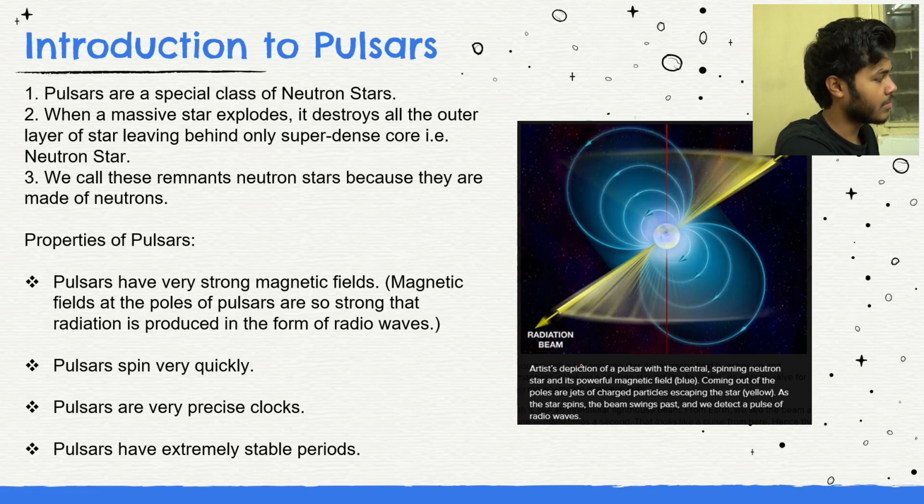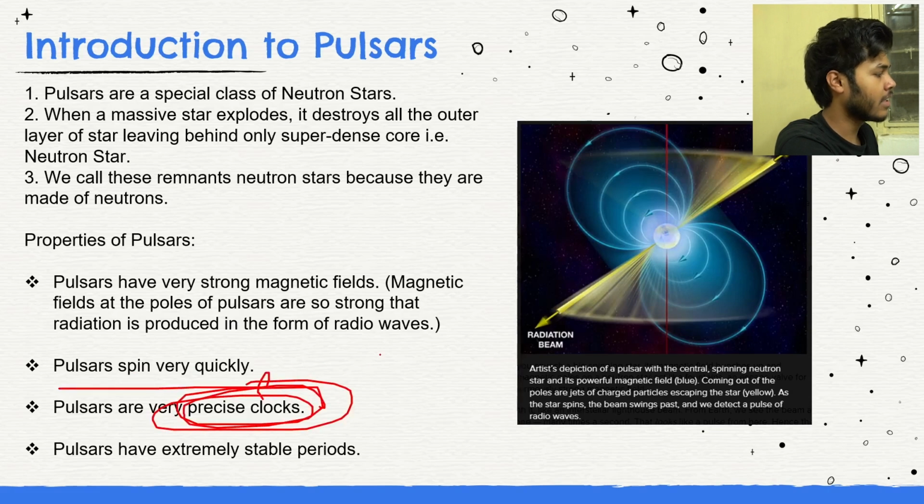So these radiation beams radiate in the form of radio waves, and we can discuss some properties of pulsars. They have very strong magnetic fields and they spin very fast. They are very precise clocks because they have extremely stable periods. So astronomers use these pulsars as precise clocks, and they are more precise than atomic clocks, so that's why we use them.